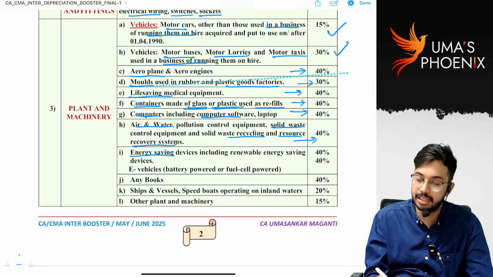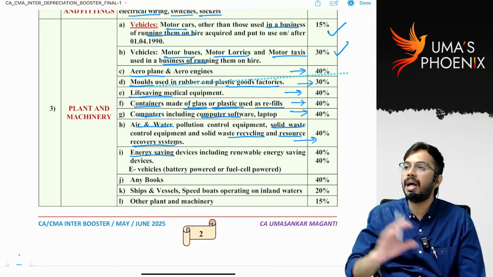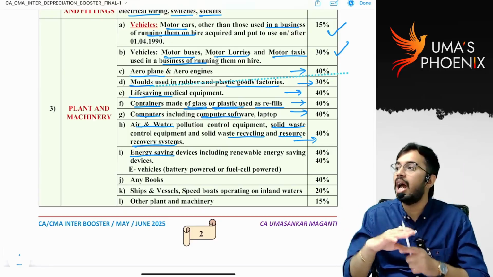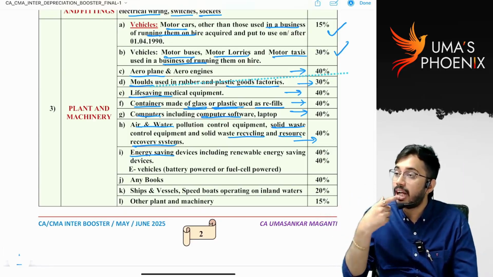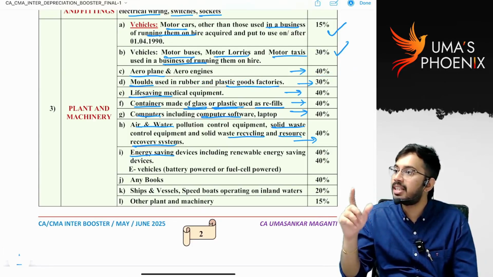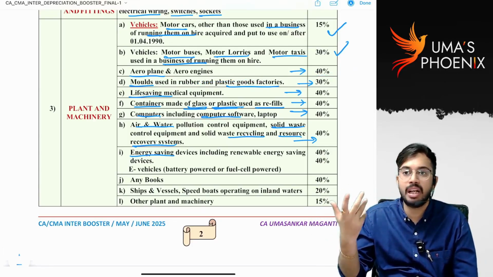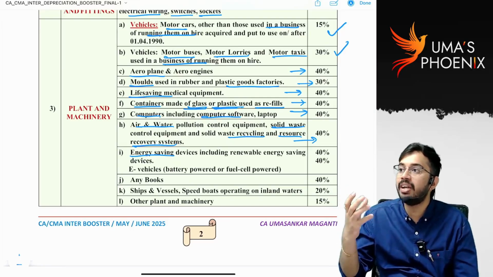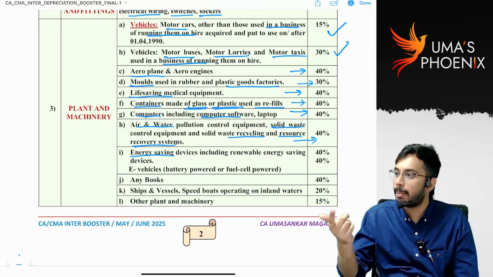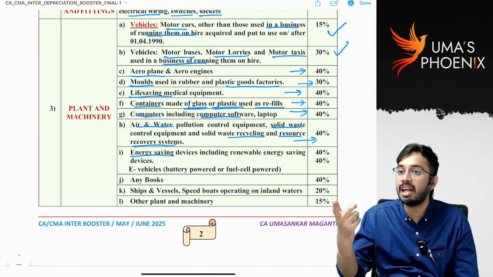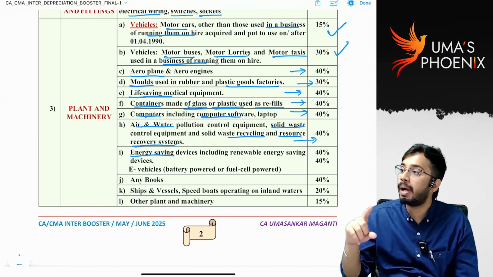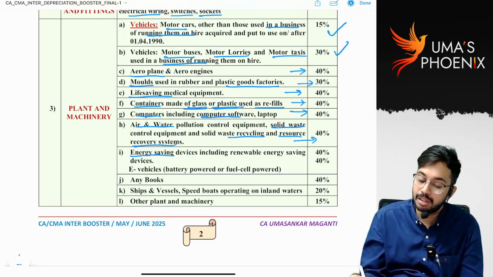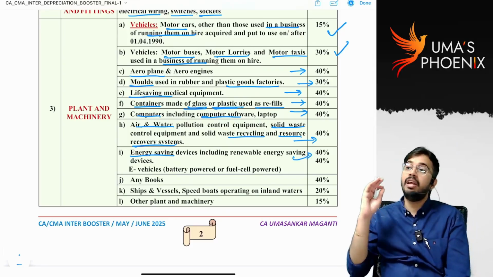Energy saving devices. I purchased solar panels. Using solar energy, I am running my building. It is renewable energy, so I can get as much energy as I want. For the purpose of saving electricity, I am using solar panels. So solar panels are energy saving equipment. On solar panels, the rate of depreciation applicable is 40%. Is it clear? Very, very, very important.